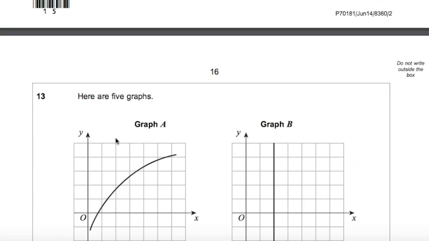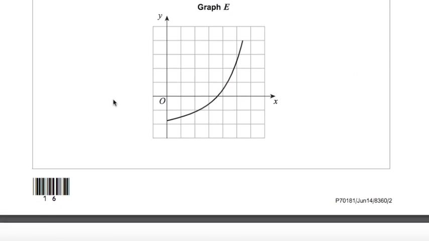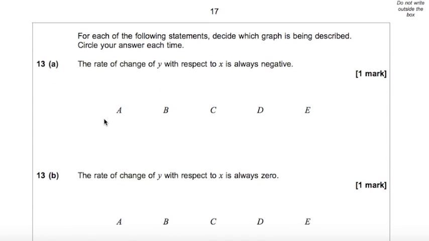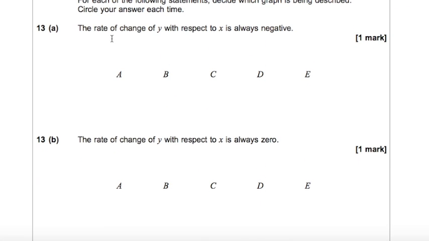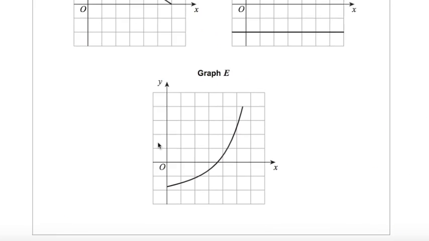Okay. Here are 5 graphs, A, B, C, D and E. For each of the following statements, decide which graph is being described. Right, for 13a, the rate of change of y with respect to x is always negative. So this is just another way of saying the gradient. So for which of these graphs is the gradient always negative?